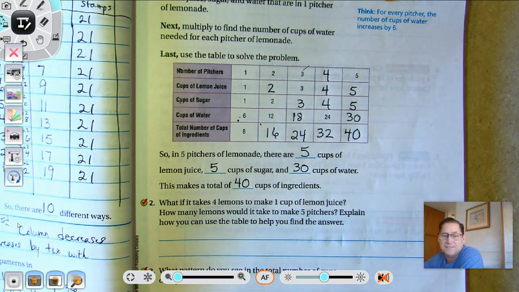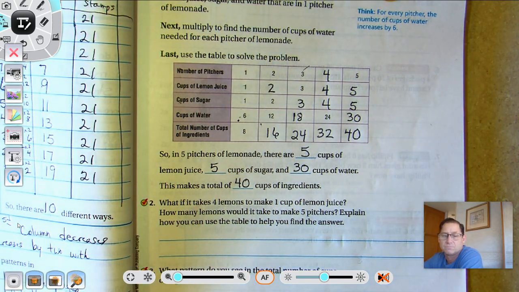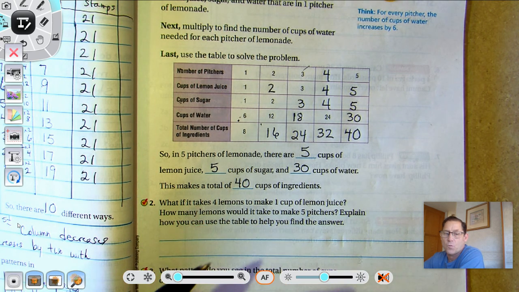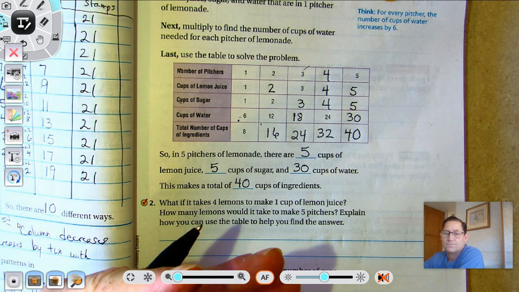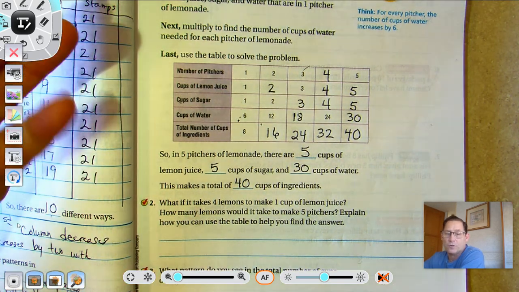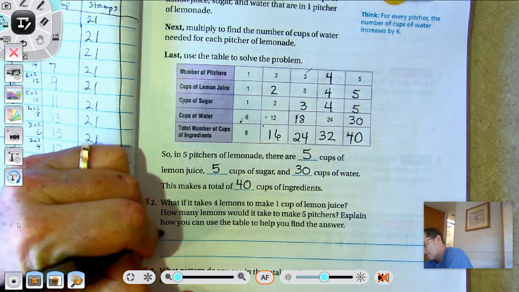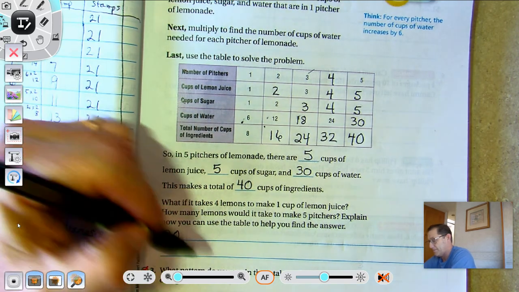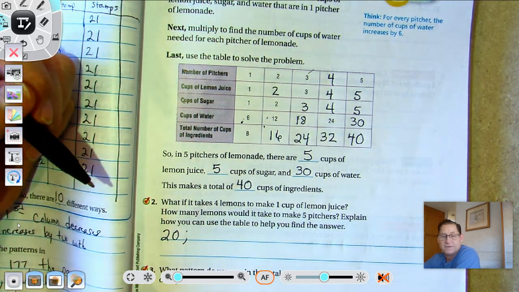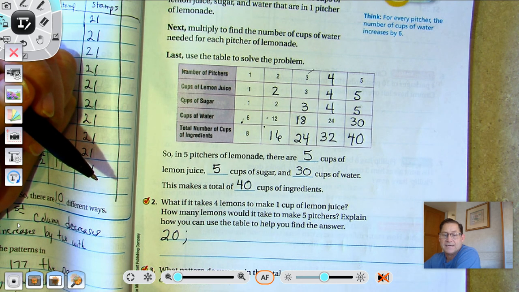Well, what if it takes 4 lemons to make 1 cup of lemon juice? How many lemons would it take to make 20 pitchers? Okay, so we still have 5 pitchers, but instead of 1 cup, it's going to take 4 lemons. Oh, for every 1 cup of lemon juice, it's going to take me 4 lemons. So 4, 8, 12, 16, 20. It'll take me 20 lemons to make 5 pitchers of lemonade. So explain how you can use the table to help you find the answer.